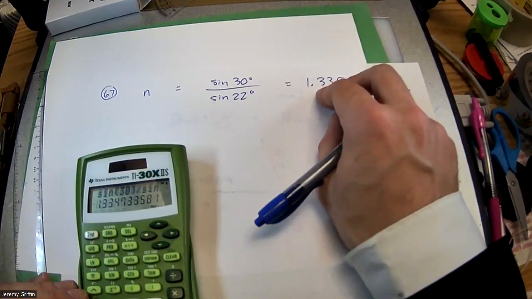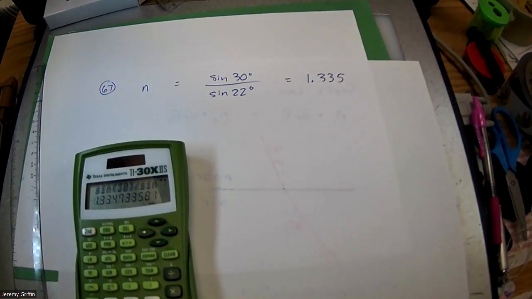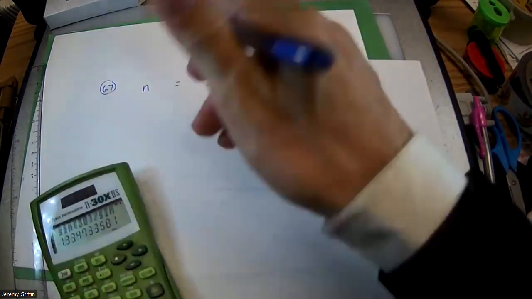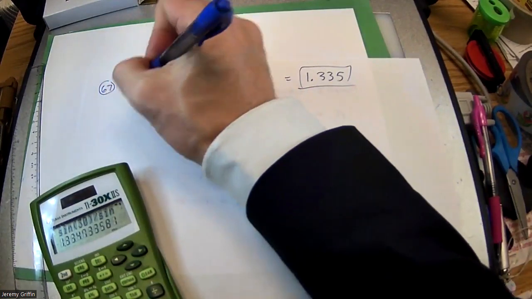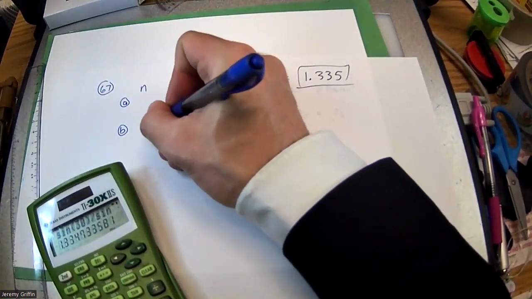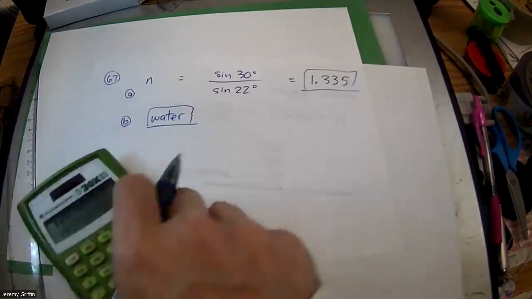Water. Yeah, water. Right, so it's got to be water, right? Okay, but let's go ahead. So this is part A. That answers part A. Okay, now part B. Okay, so it's got to be water because that's one of the indices of refraction. I told you guys, it's a table.